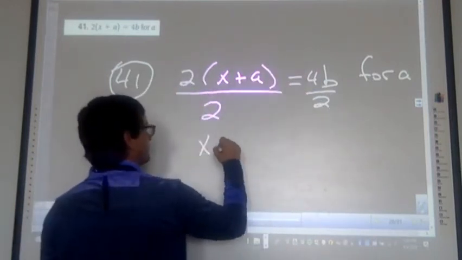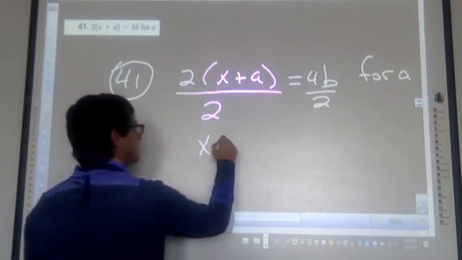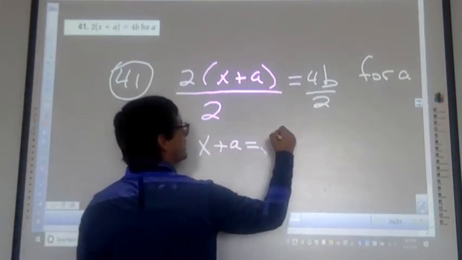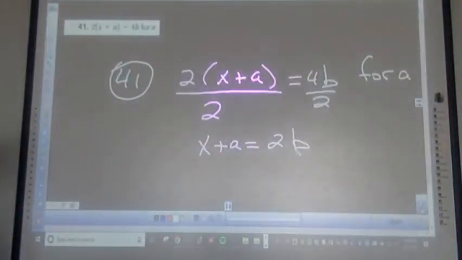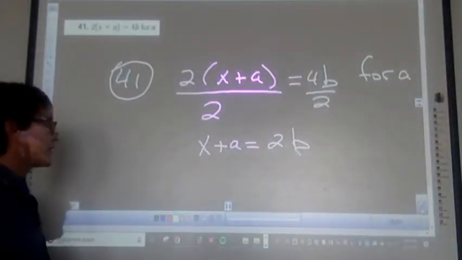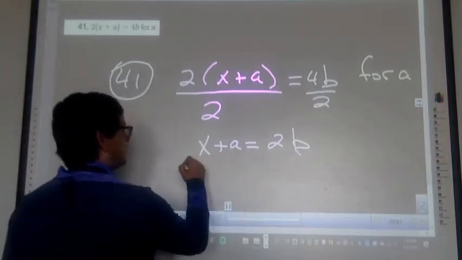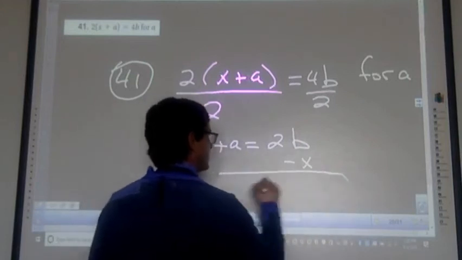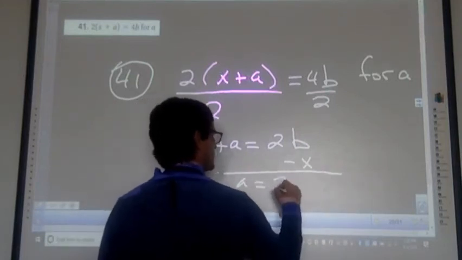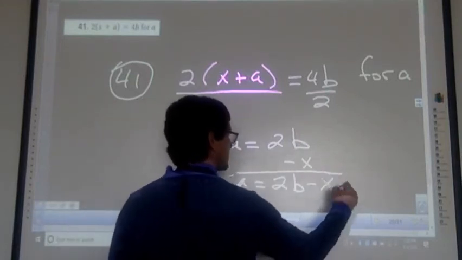So we get x plus A equals 2B. Because then it just clears up right away in that first step, which is handy. And all I got to do now is subtract x from both sides. So A equals 2B minus x.